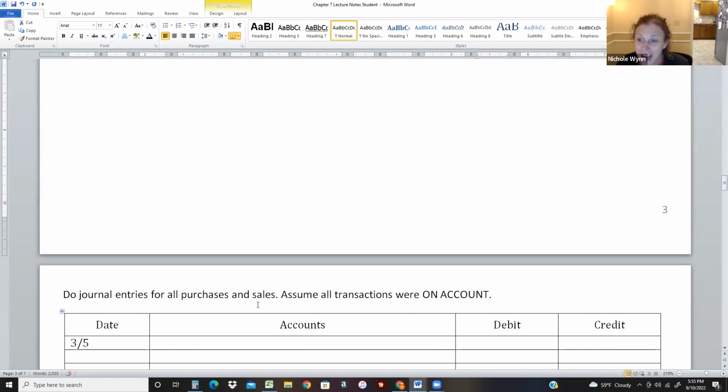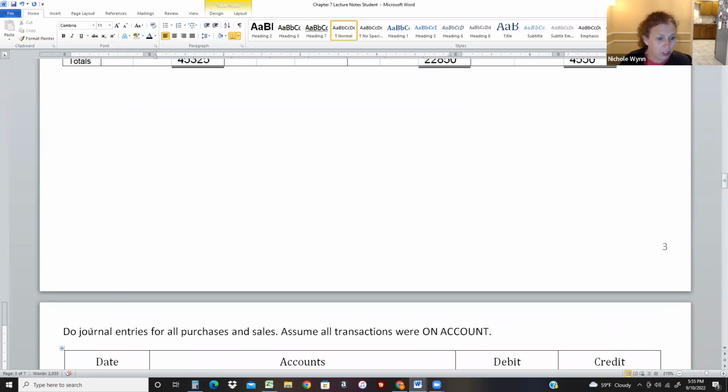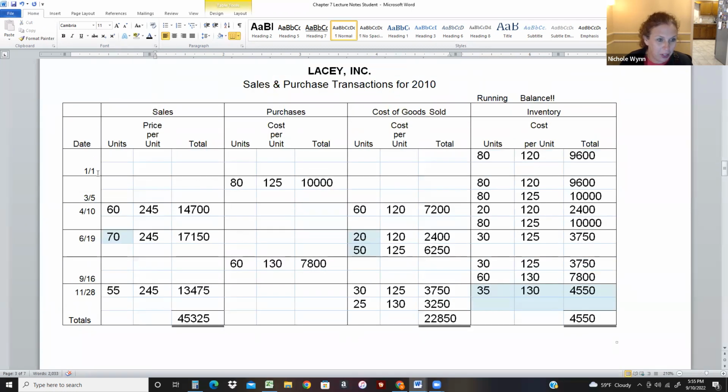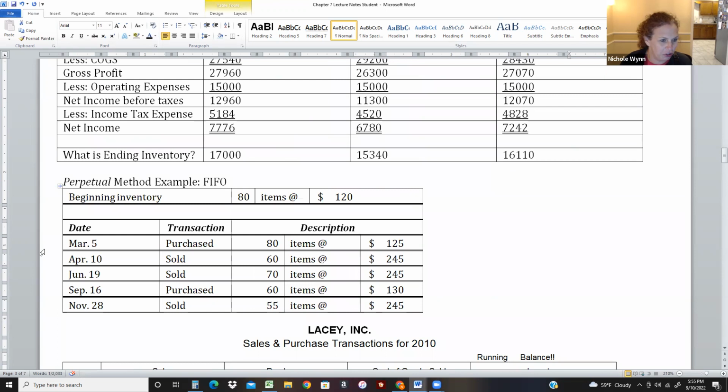on this chapter. The nice thing is these journal entries are all ones we saw in chapter 6. So no new entries here. So do journal entries for all purchases and sales. We don't do a journal entry for January 1 because that would just be the beginning balance in the T account, but we would do a journal entry for each of these transactions.